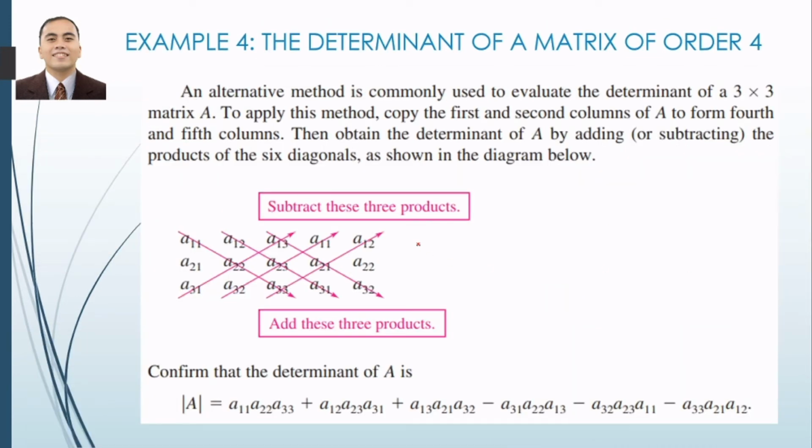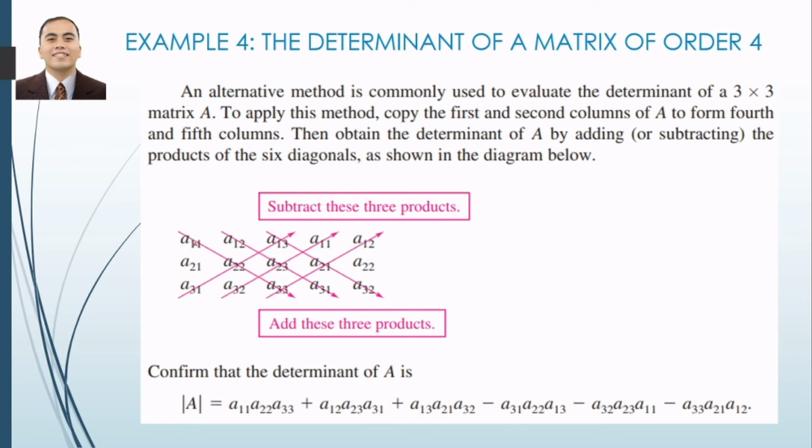Okay, let's proceed to the alternative method in solving the previous example. So an alternative method is commonly used to evaluate the determinant of a 3 by 3 matrix A. To apply this method, copy the first and the second columns of A to form the fourth and fifth columns. Then obtain the determinant of A by adding or subtracting the products of the 6 diagonals as shown in the diagram below. So this is what we call the basket method.